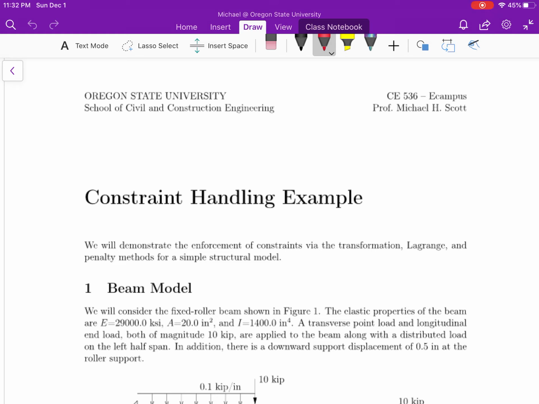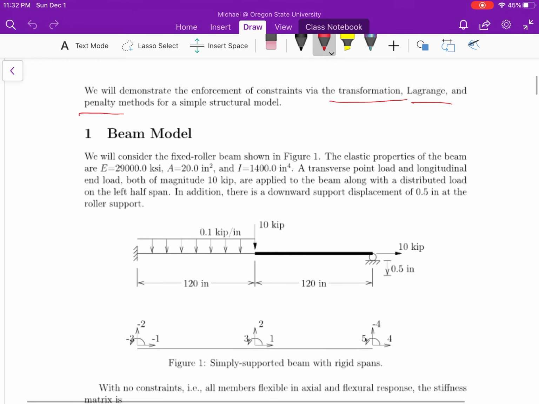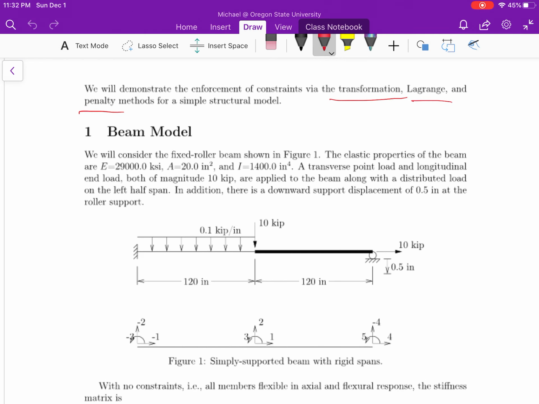Okay, so in this video I'd like to go through an example of our three constraint handling methods, the transformation, Lagrange, and Penalty methods, for a relatively simple structural model. The model is this beam shown down here. The elastic properties for the beam, E, A, and I, are shown there.